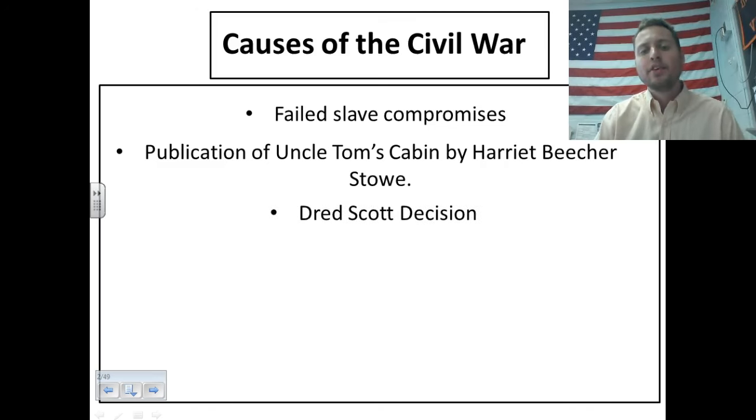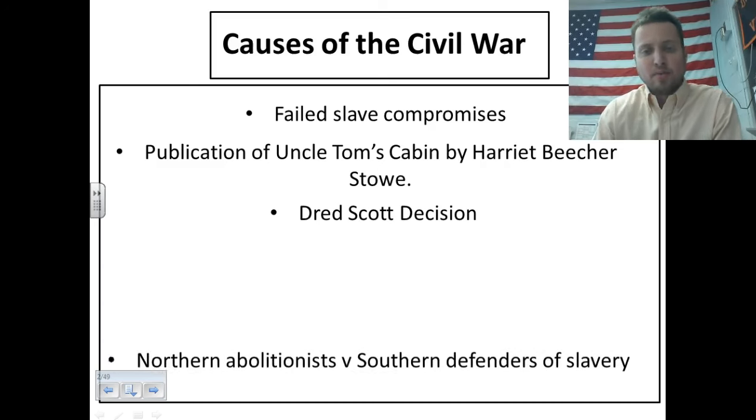Next one. The Dred Scott decision. Dred Scott was a slave who was in free territory and wanted to become free, so he sued, and it went to the Supreme Court. The Supreme Court said, you have no rights because you are an African American, and they said that slavery was free to expand all the way west. That led to the Civil War.